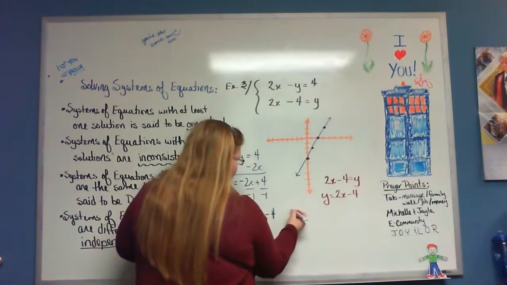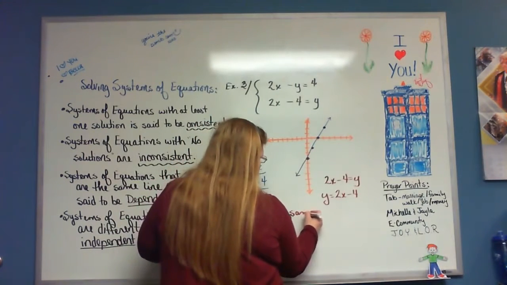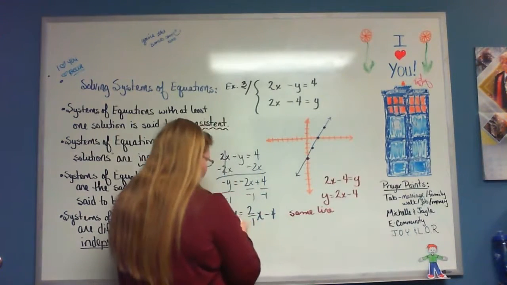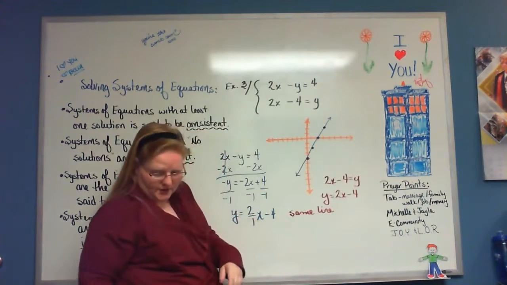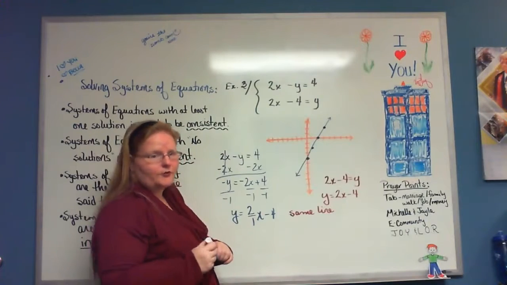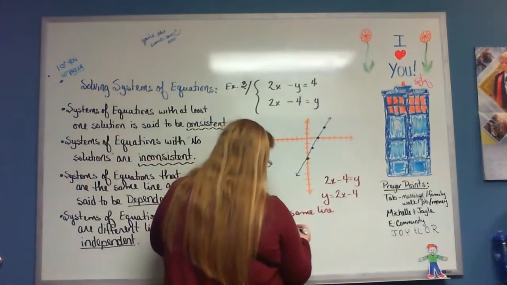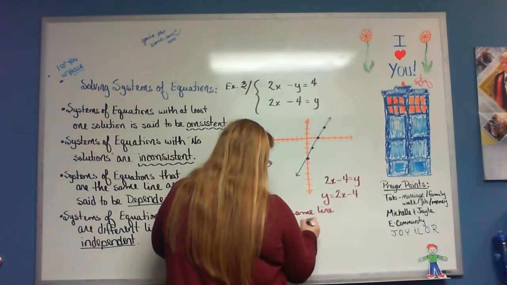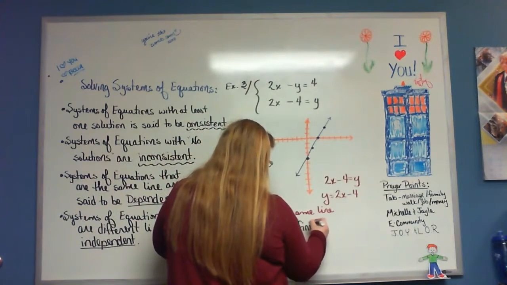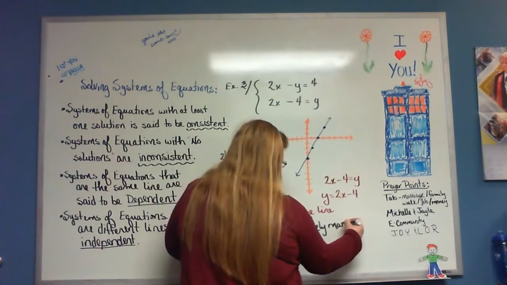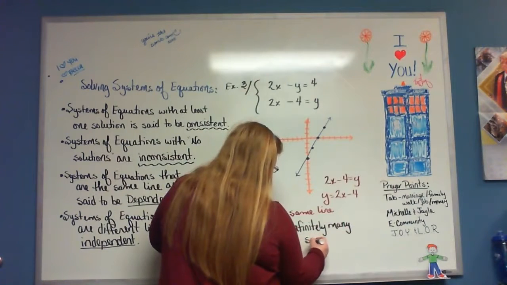So since they are the same line, that means their answer is not all real numbers. It is infinitely many. Many solutions.